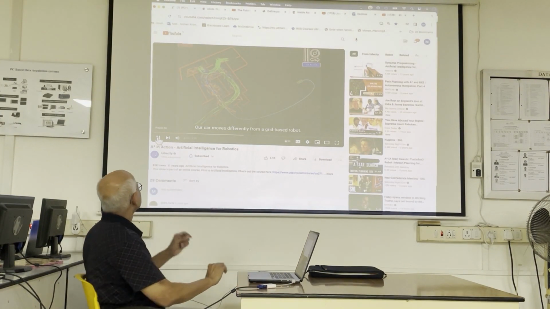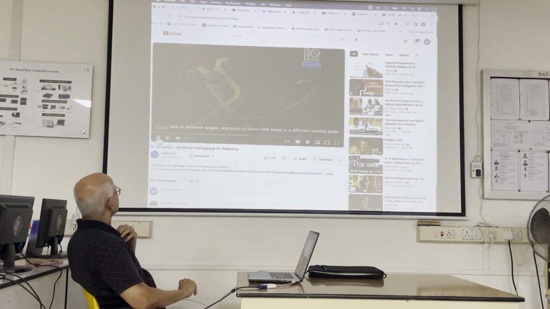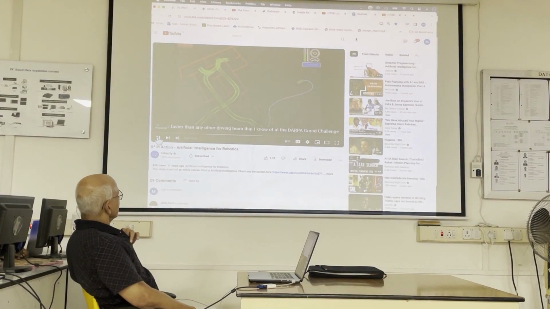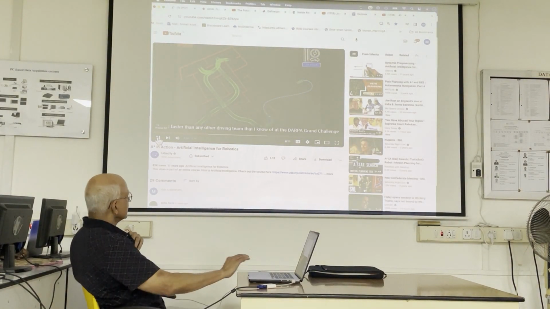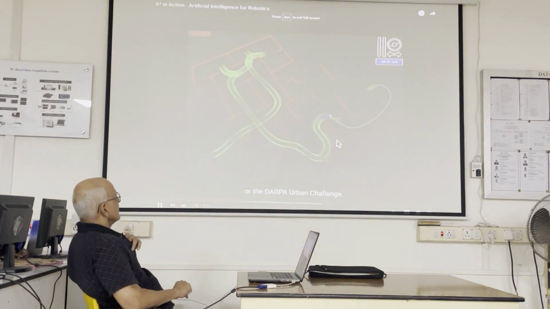From a grid-based robot, it can turn at different angles. It's actually reversing. Each of these little steps is a different turning angle combined with a different forward motion. But leaving this aside, you get these amazing trees that find paths all the way to the goal using A star. This implementation is so fast that it can plan these paths in less than 10 milliseconds for any location in this maze. That was faster than any other driving team that I know of at the DARPA Grand Challenge or the DARPA Urban Challenge.